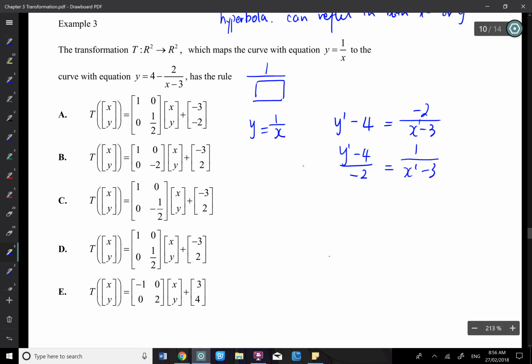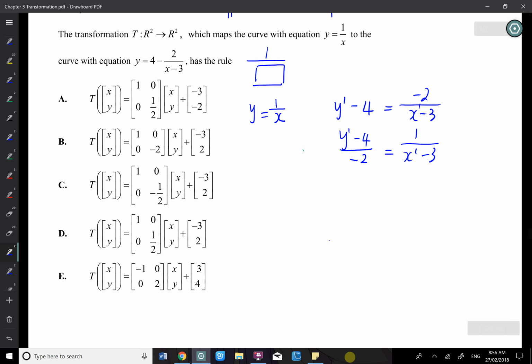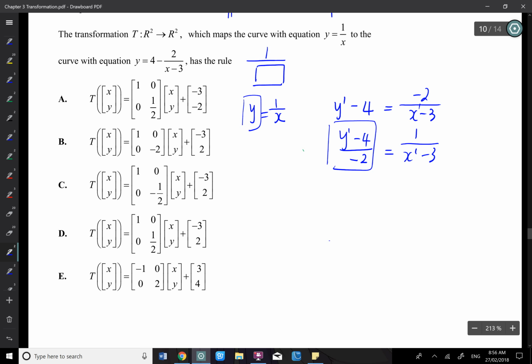Okay, when I first attempt this question, I make it into this form. Then I make the y side equal and the x side equal. So y equals y dash minus 4 over negative 2, and x equals x dash minus 3.